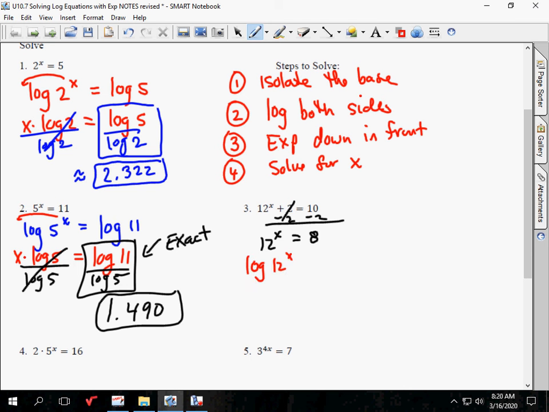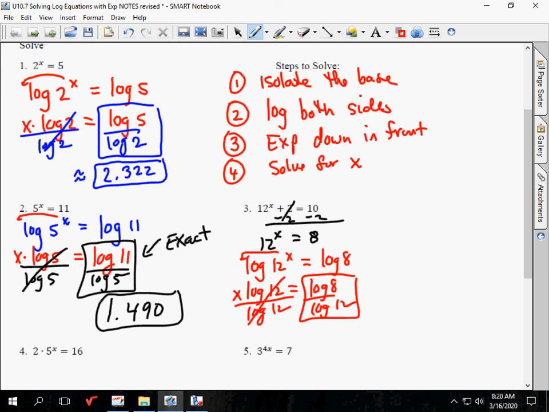Then we'll bring the exponent down in front. So x log 12 equals log 8. And then we can divide by log 12 on both sides. And so here's our exact answer, log 8 over log 12. Then we'll find the decimal. Log 8 divided by log 12. And again, we'll round it to 0.837.